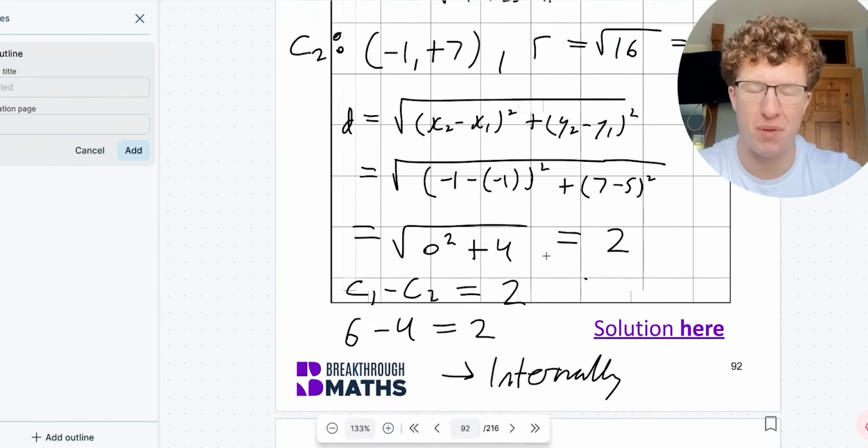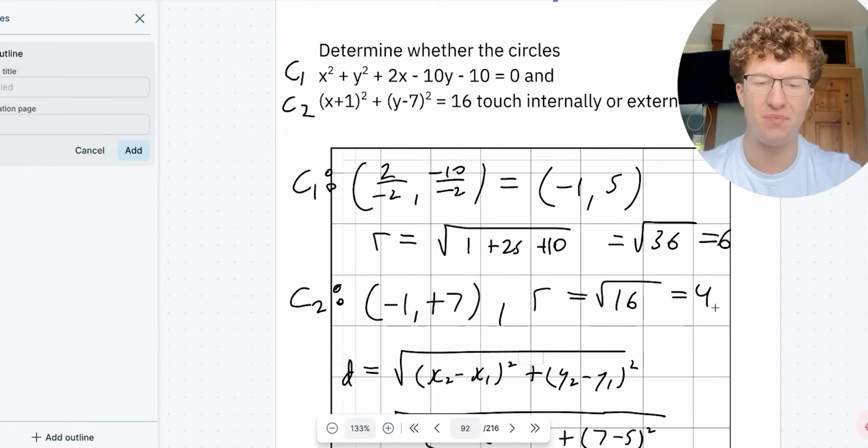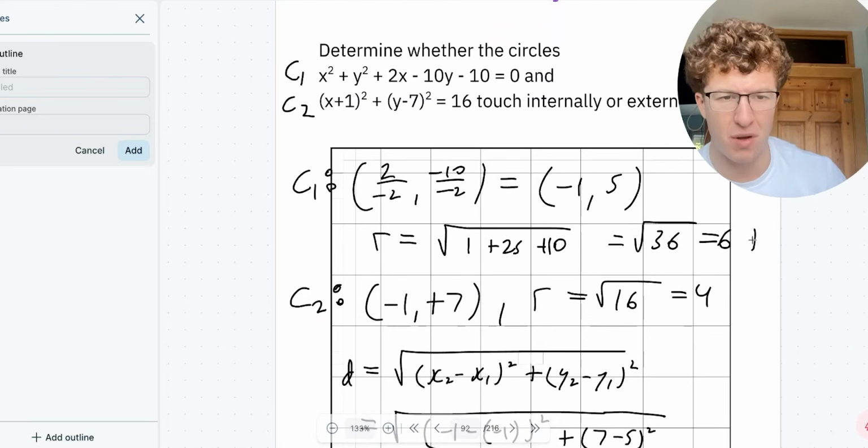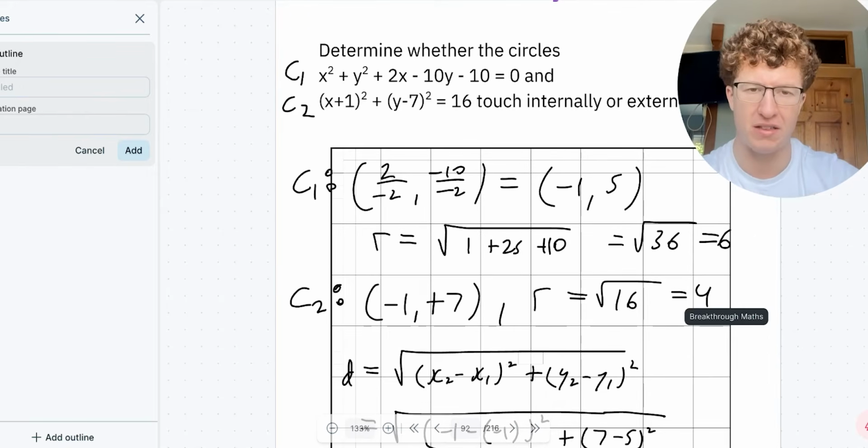If this answer here for the distance between their centers was, we'll say, 10, yeah, it would be 10. If it was 10, that would mean it was the sum of their radii, and that means they would be touching externally. But because it's the difference in their radii, we know they're touching internally.